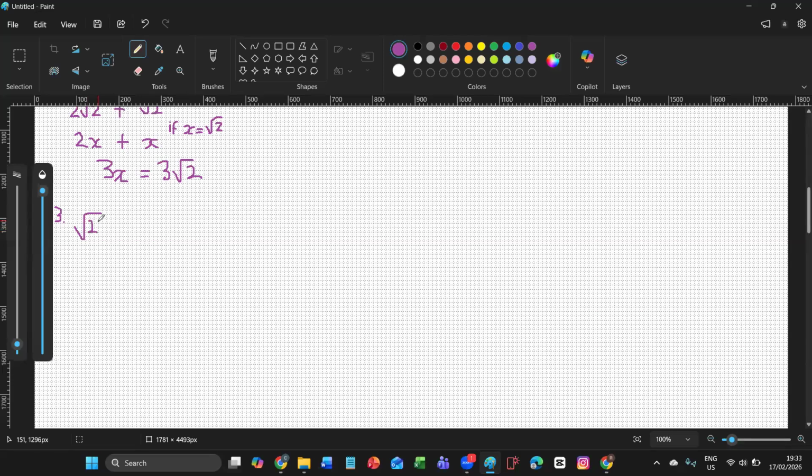√27 minus √12. So what do you think we're going to do with this? Is that √20? Okay, 27. Yes, it's 27. It doesn't look like 27 because of the arrow. I didn't see it very well because the arrow was on it.